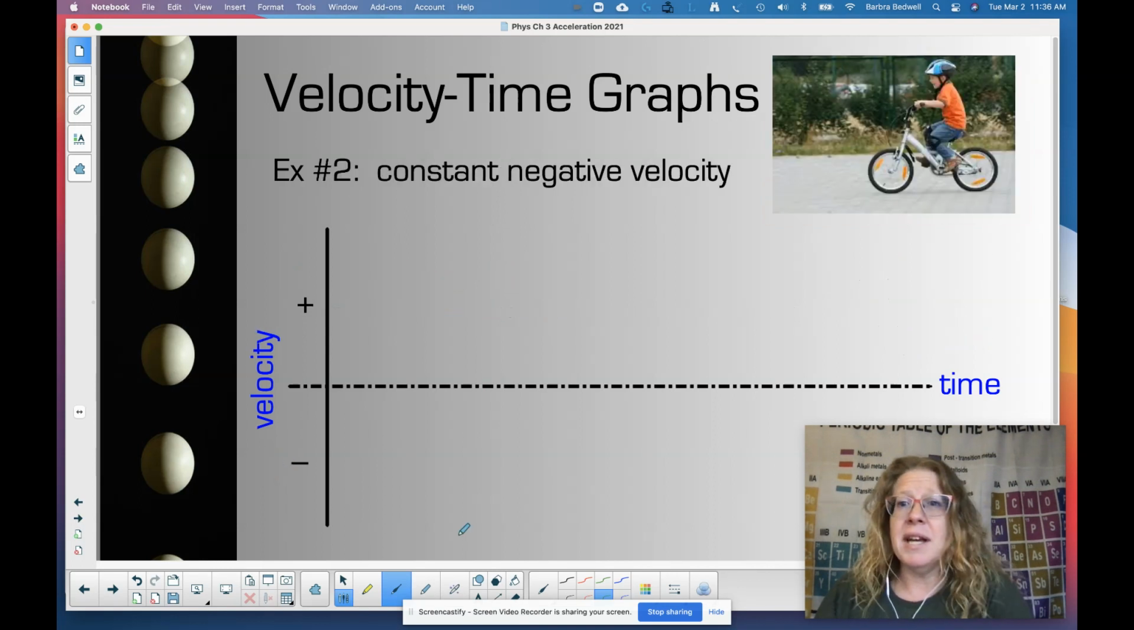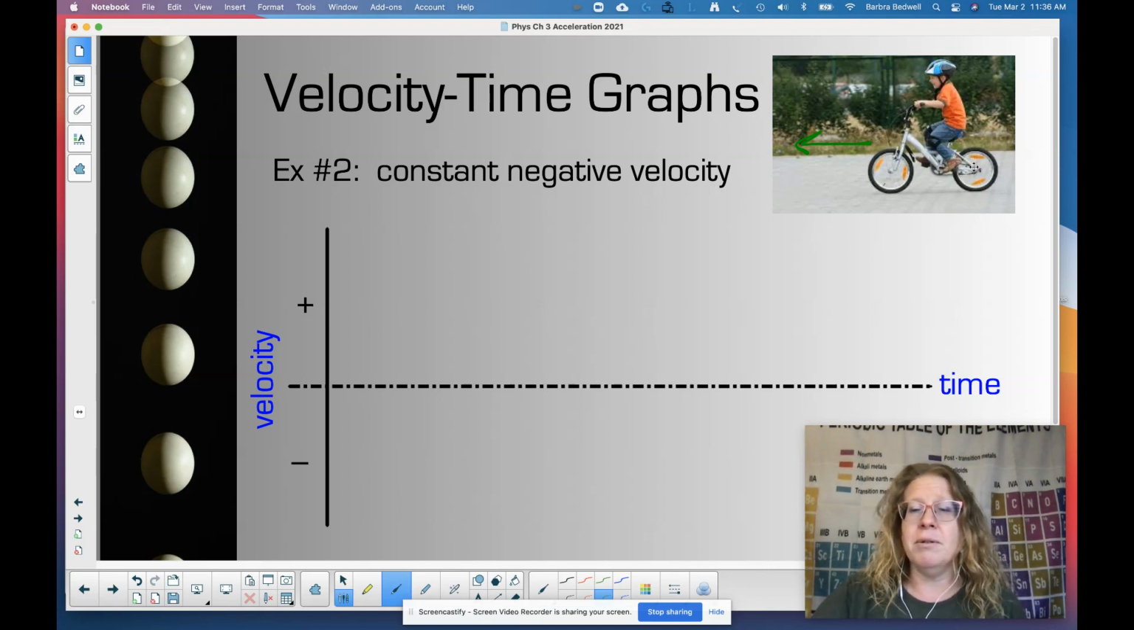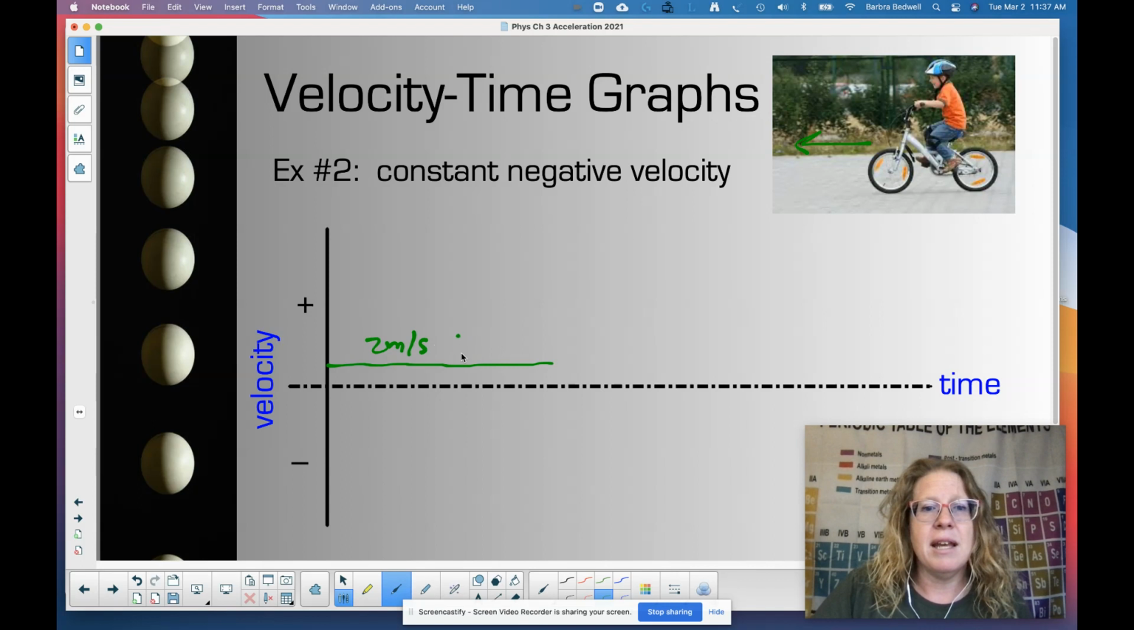Okay. Because of negative velocity. So here we have our little friend moving to the west. He's going this direction, right? He's going that way. Maybe he's coasting. Now, he's not going as fast because he's a little dude, right? So if we're going to draw him, maybe he's only going 2 meters per second. But if he's going constant negative velocity, we can't draw our line here because that line indicates 2 meters per second east. So be careful with your directions here because he's going to the left on the screen.